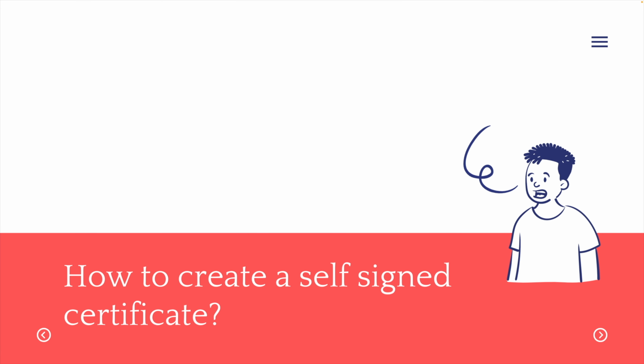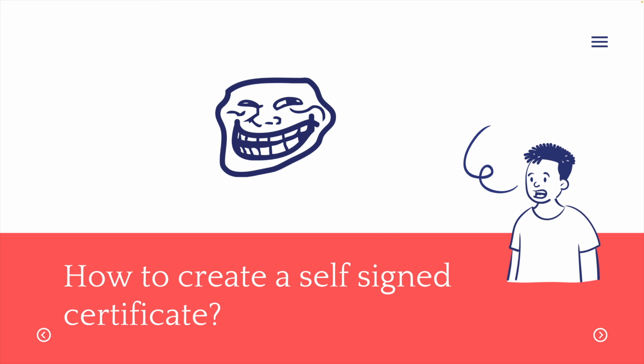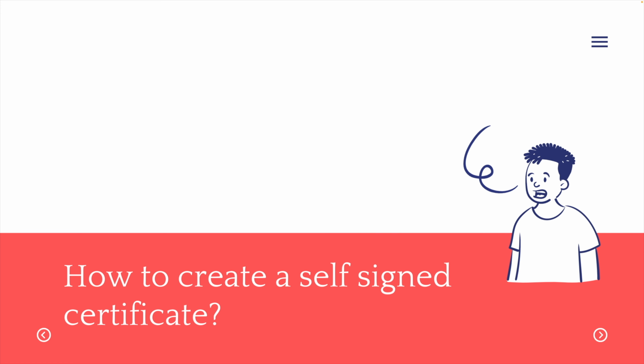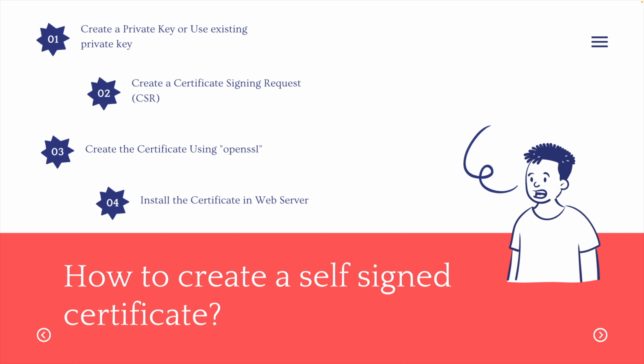So how do we create a self-signed certificate? Since we are not going to a certificate authority, we don't have to pay anything, and we can create the self-signed certificate within our Linux box. All you have to do is create the private key first, or use the existing key if you already have one. Then create a CSR, create the certificate using the openssl utility, and finally you can install that certificate in your web server.